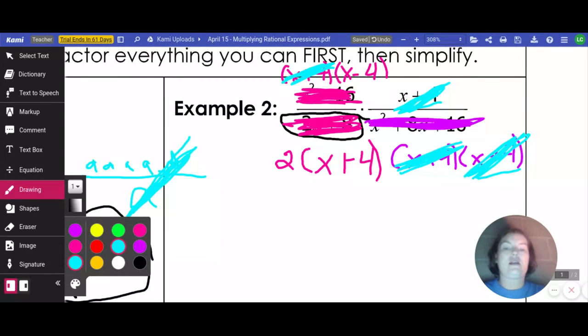I don't have an x minus 4 that I can cancel out, and I don't have anything on bottom now that'll cancel out, so I'm down to my final answer. My final answer is x minus 4 over 2x plus 4.